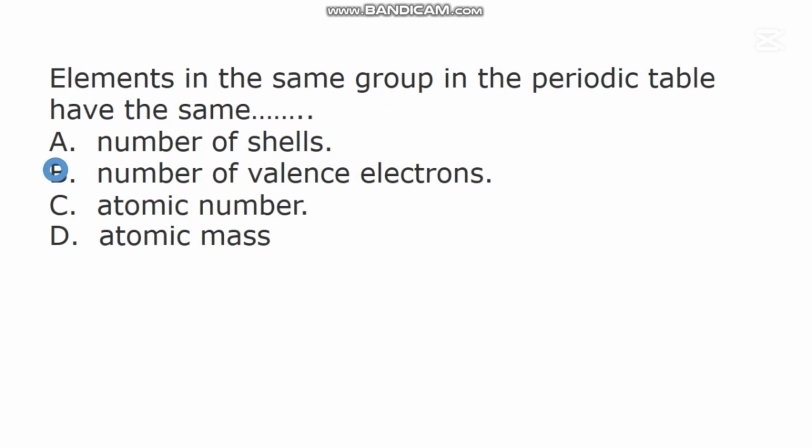Number of valence electrons. Studies have shown in chemistry that elements in the same group in the periodic table have the same number of valence electrons. Valence electrons are those electrons that are found on the outermost shell of an atom. So in periodic table, there are elements that belong to the same group. In periodic table, we have what we call the groups and the periods. And elements in the same group in the periodic table have the same number of valence electrons.